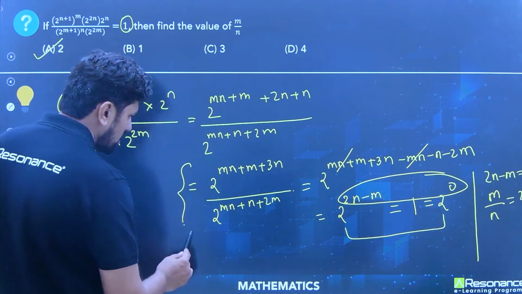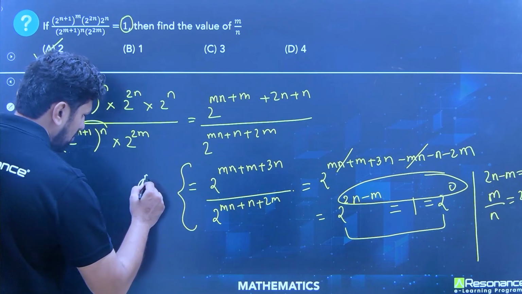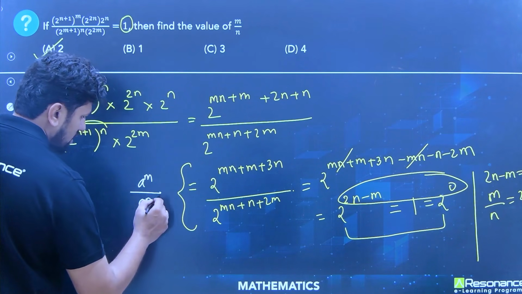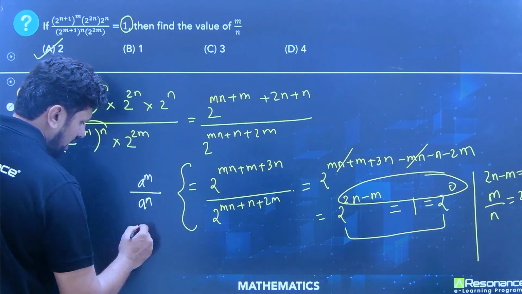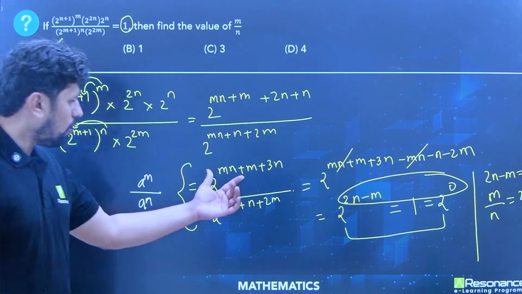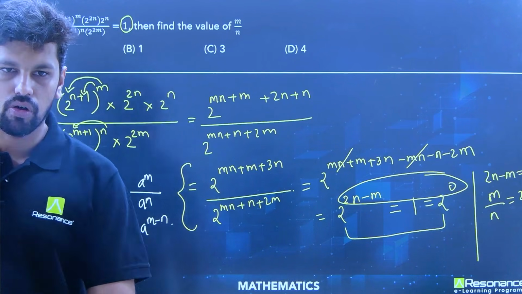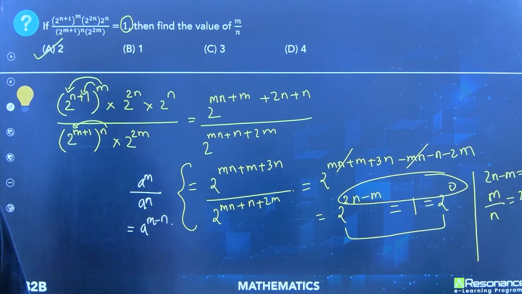Fourth step here. Here, fourth step is given as a to the power m upon a to the power n, that is equal to a to the power m minus n. Right? So all the powers of denominator will get subtracted. All the powers of denominator will get subtracted.